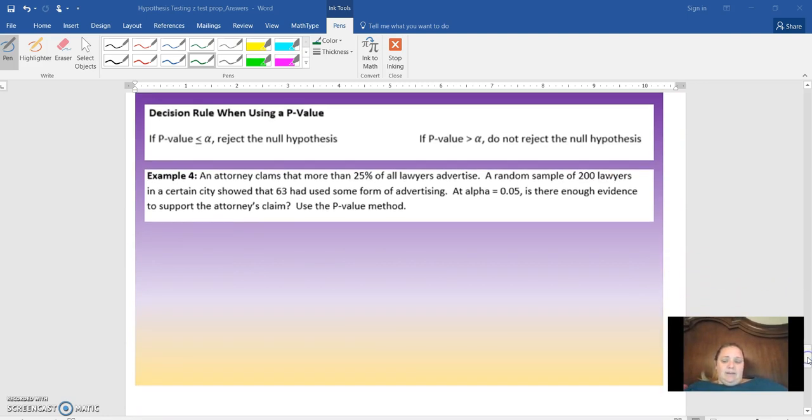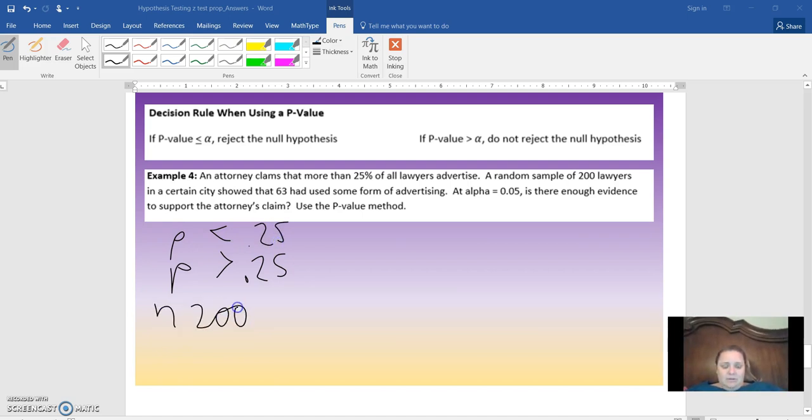All right, so this is the p-value again. Claim that more than 25% of all lawyers advertise. A random sample of 200 lawyers showed that 63 use some form of advertising. Alpha is 0.05. Is there enough evidence? Have you noticed that when we are doing the z-test for the proportion, we're not putting mu here, we're putting p? I just wanted to point that out.